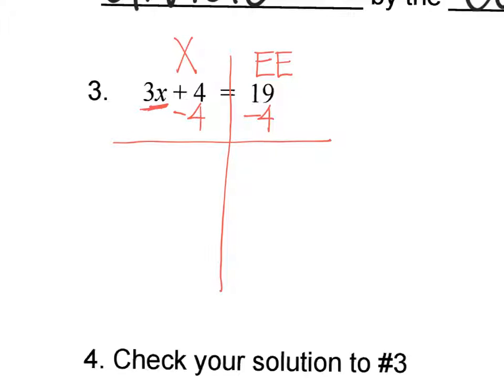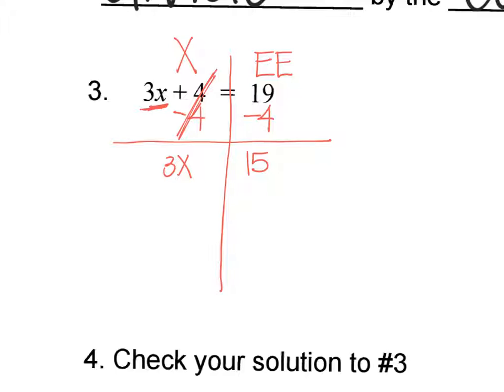Well, on the left, 4 minus 4 is 0. He goes away. He's not there anymore. And I'm left with 3x. I still have the 3x hanging out. He's still there. Don't forget him. He's still on the left. And then I have 19 minus 4 is 15. Is there anything else I need to add or subtract? And how I know is if I've got all the x's on the left and everything that's not an x on the right. And I do. I've got 3x on the left, everything else on the right.